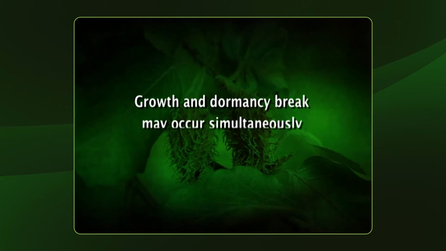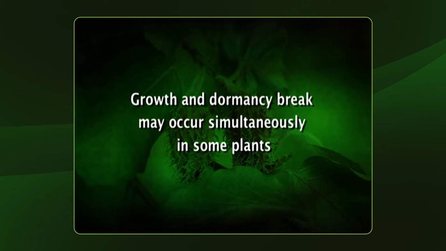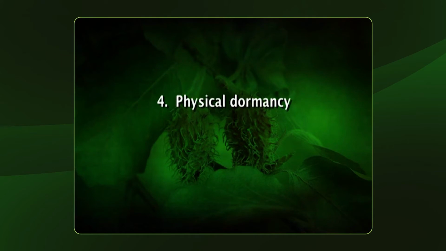Warm stratification is sufficient to induce germination in some species, while in others the cold stratification induces germination. In some other plant species, warm followed by cold stratification induces germination, while in still others, cold stratification followed by warm stratification then again followed by cold stratification may be required to break the dormancy. Growth and dormancy break may occur simultaneously in some plant species, while in others, growth may be preceded by a dormancy break. Next type of dormancy is physical dormancy.